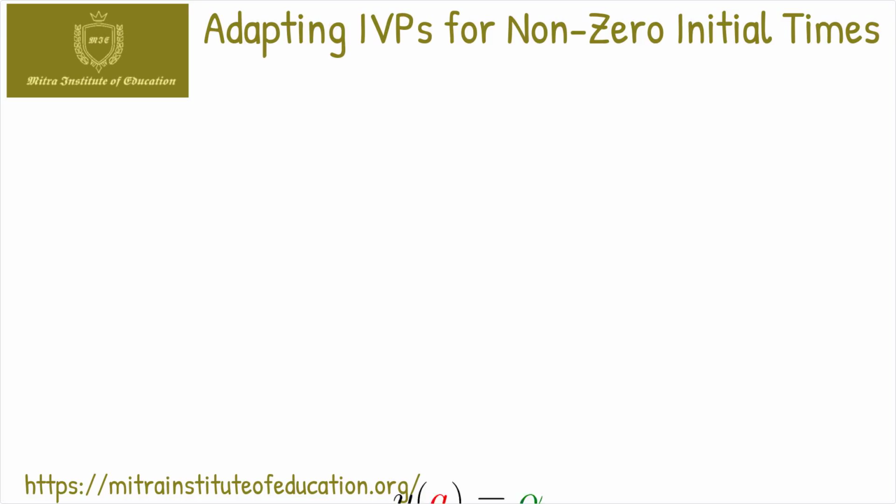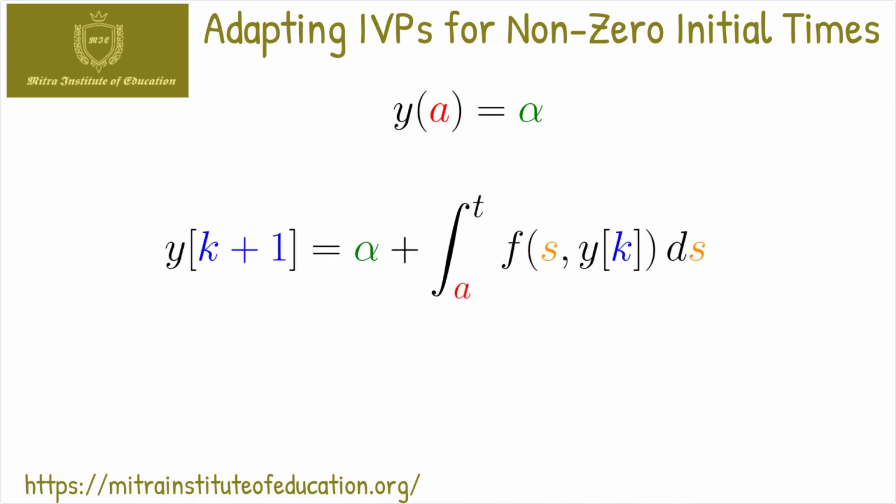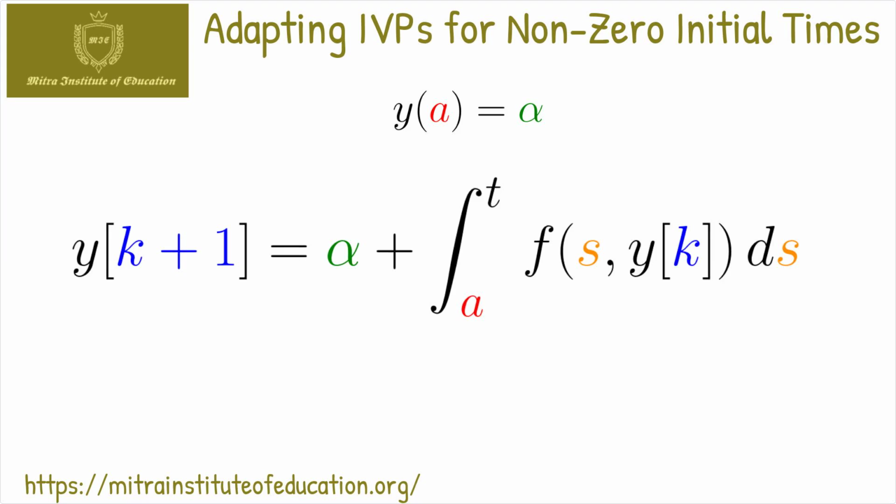When the initial condition starts at t equals a, the only change is in the integral's lower bound. Everything else remains the same, including our initial guess. By integrating from a to t, we ensure that our solution aligns perfectly with the initial condition at t equals a, delivering accurate results for initial value problems. Let's dive into an example and see how to solve an initial value problem with a non-zero initial time using the Parker and Sochacki method.